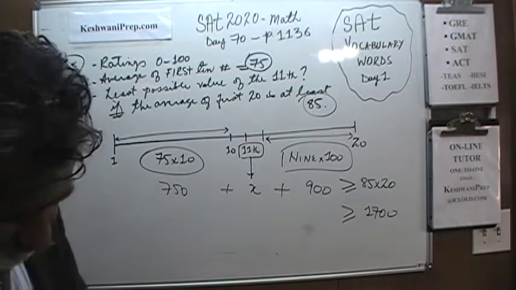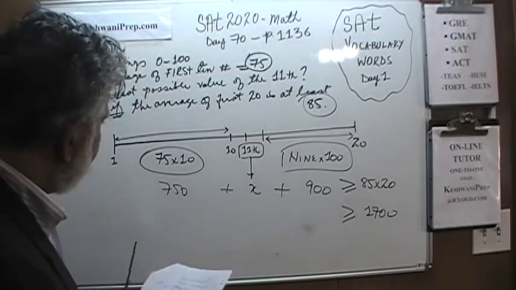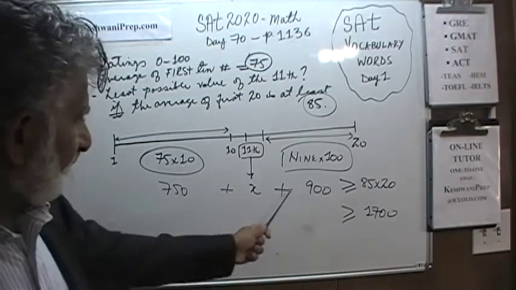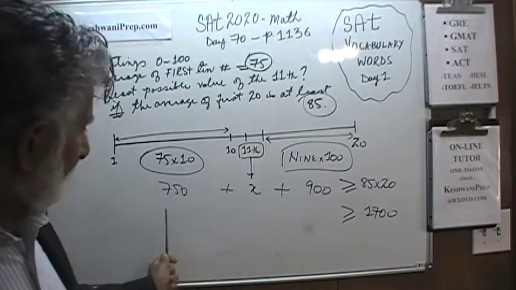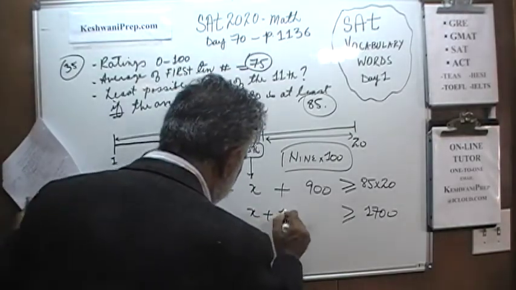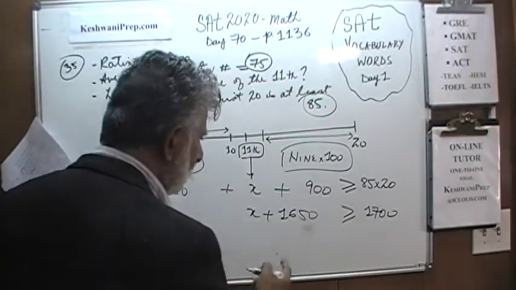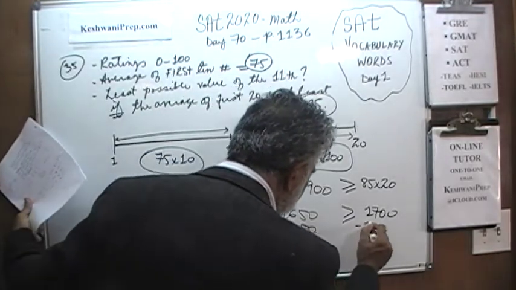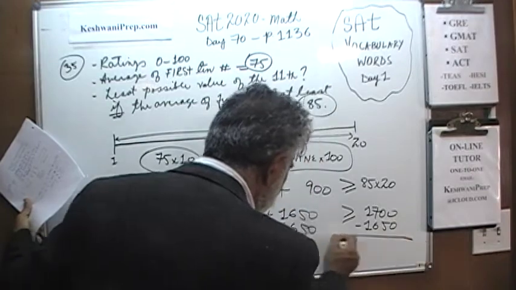And let's see, 750 plus 900. 750 plus 1000 would have been 1750. So 750 plus 900 would be 1650. So x plus 1650. There we go. Continue here, subtract 1650 from both sides. There you go, we're all done.